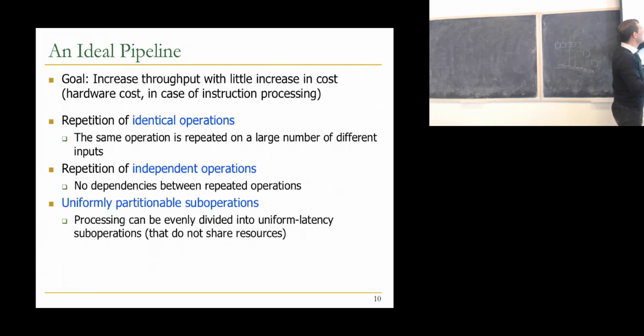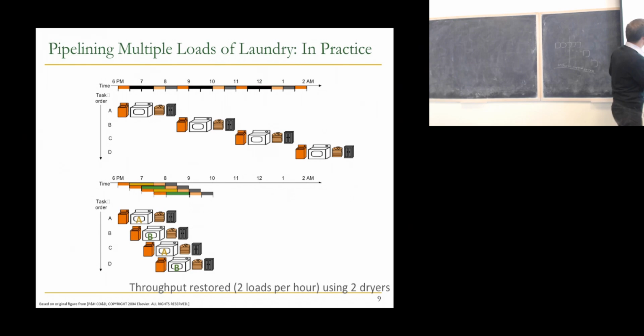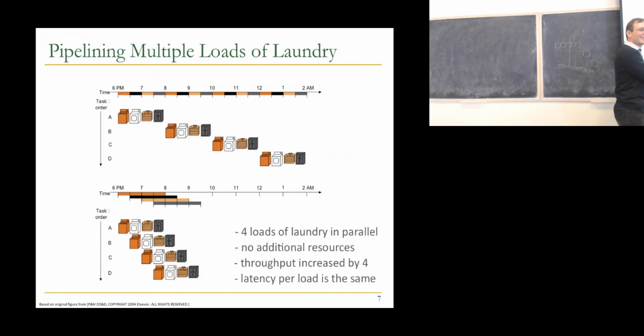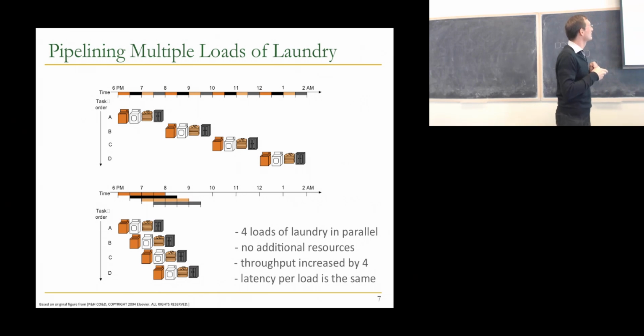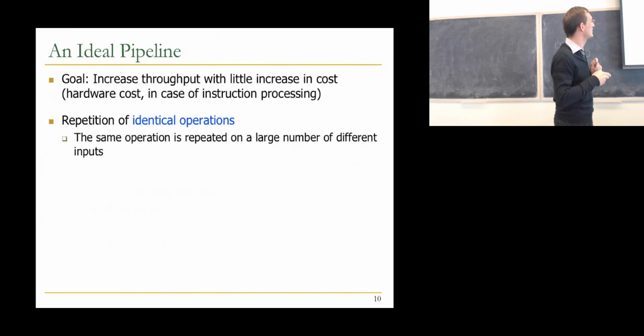Processing can be evenly divided into uniform latency sub-operations that do not share resources. In this case, I've assumed that that's the case. This takes exactly 30 minutes. Well, this is cooked up. Well, not necessarily cooked up. That's the real case, but let's go back to here. This takes exactly 30 minutes, each stage. If that's the case, it's an ideal pipeline. But we'll see that it's not easy to do that.